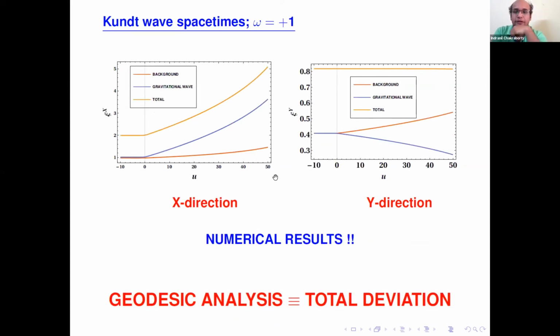For omega equal to plus 1, we obtain numerical results. You see here there is an increase in deviation, but there is no change along y. Thus, the geodesic analysis captures the total deviation, something more than the memory effect.